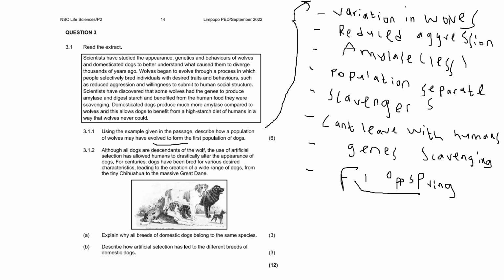And then the kids who are being born will be born with genes to survive the environment of scavenging. So all the new kids which have been born will have the ability to scavenge. So I think they'll rank you for any 6 points that we'll be giving them.